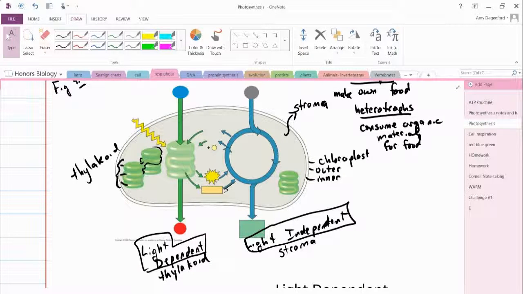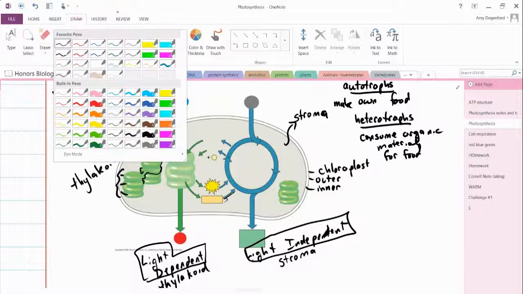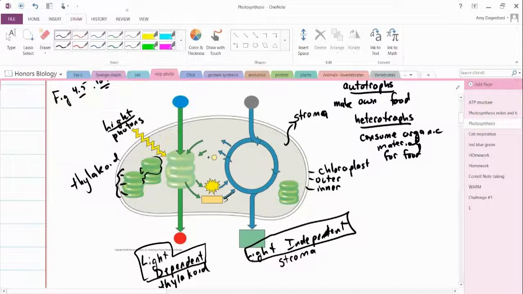The light dependence. Now over here, the little squiggly yellow, that's going to be light. And the light is going to be a little bundle of energy called photons. So these are light photons. And the photons are little packets of energy. And they're going to come along and they're going to excite the thylakoid electrons.